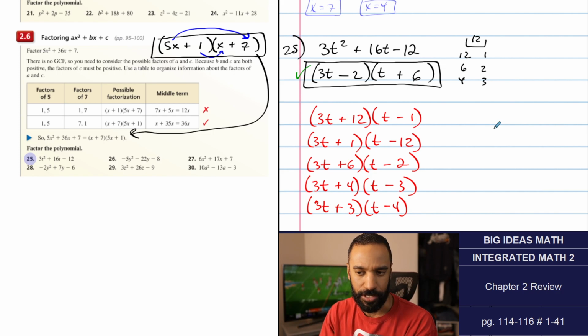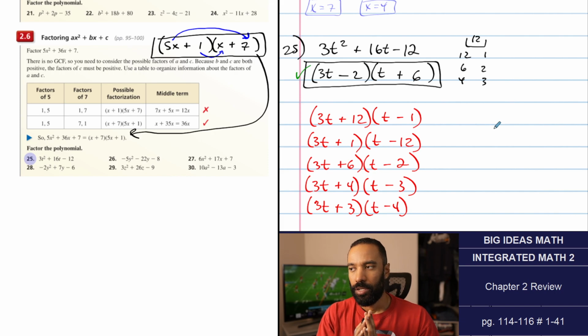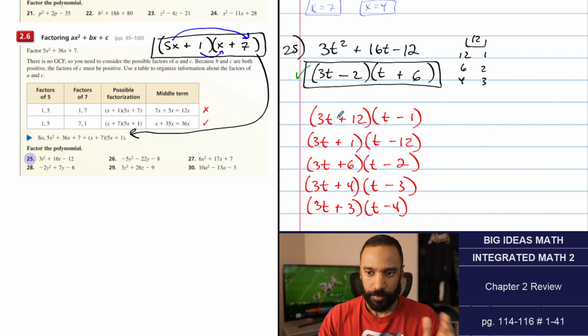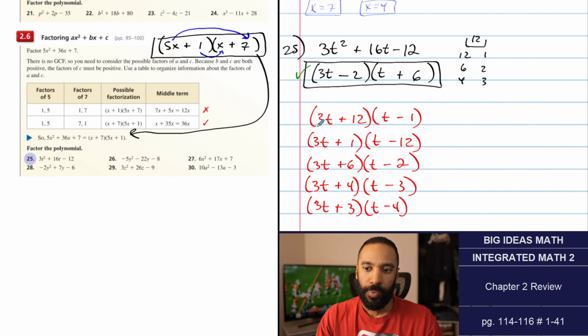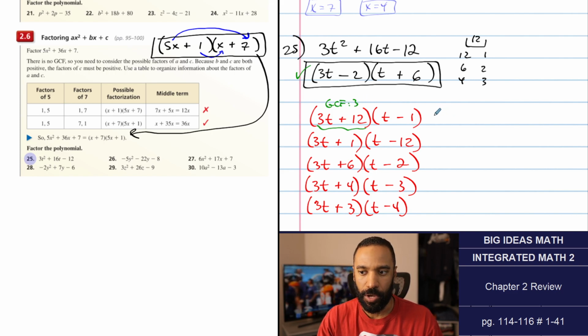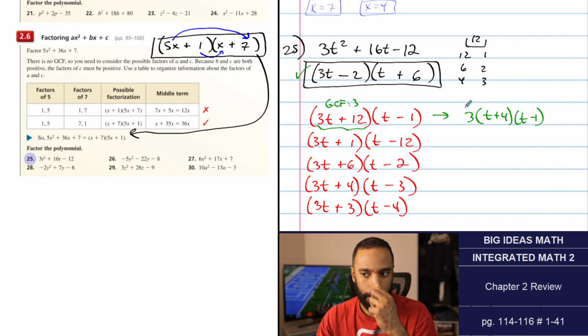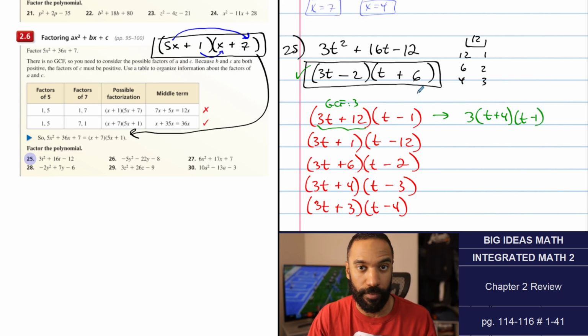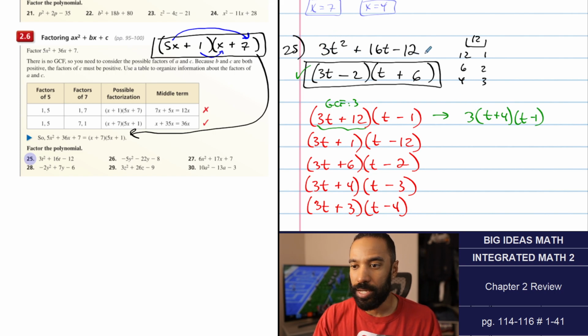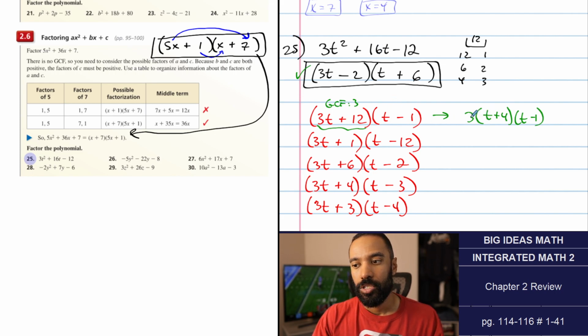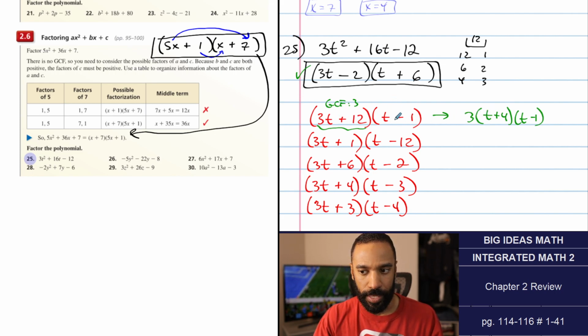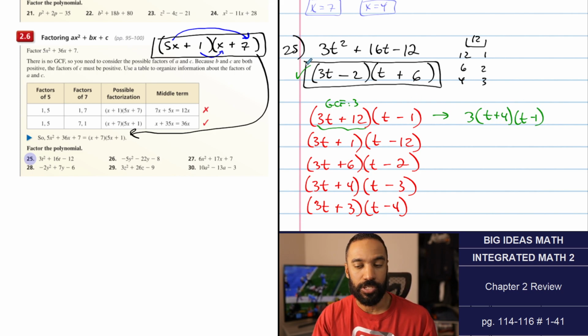But why wouldn't I have ever tested these? Let's start with, I guess, the top, and I'll mark other ones that have the same issue. 3t plus 12, if you notice, has a GCF of 3. That means that if I factor this completely, it would turn into 3 times (t plus 4) times (t minus 1), which means that this whole polynomial would have had a GCF of 3. Well, this didn't have a GCF of 3. It might in the first and last terms, but 16 doesn't divide by 3. So why would this have a GCF of 3 in the factorization and factor even more to this when this doesn't have a GCF of 3? And the answer is it wouldn't.